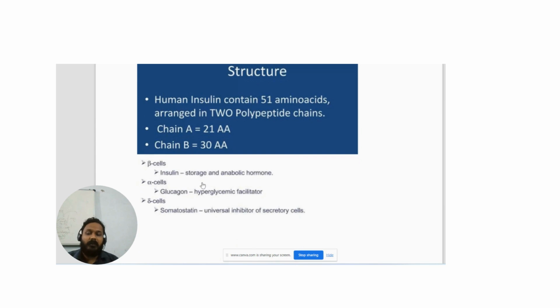Now the secretion of insulin. Langerhans contains three types of cells: beta cells, alpha cells, and delta cells. Beta cells release insulin, alpha cells release glucagon, and delta cells release somatostatin. Somatostatin is a universal inhibitor of secretory cells. Insulin reduces the glucose level of blood, and glucagon increases the level of glucose in the blood. So they work opposite to each other.